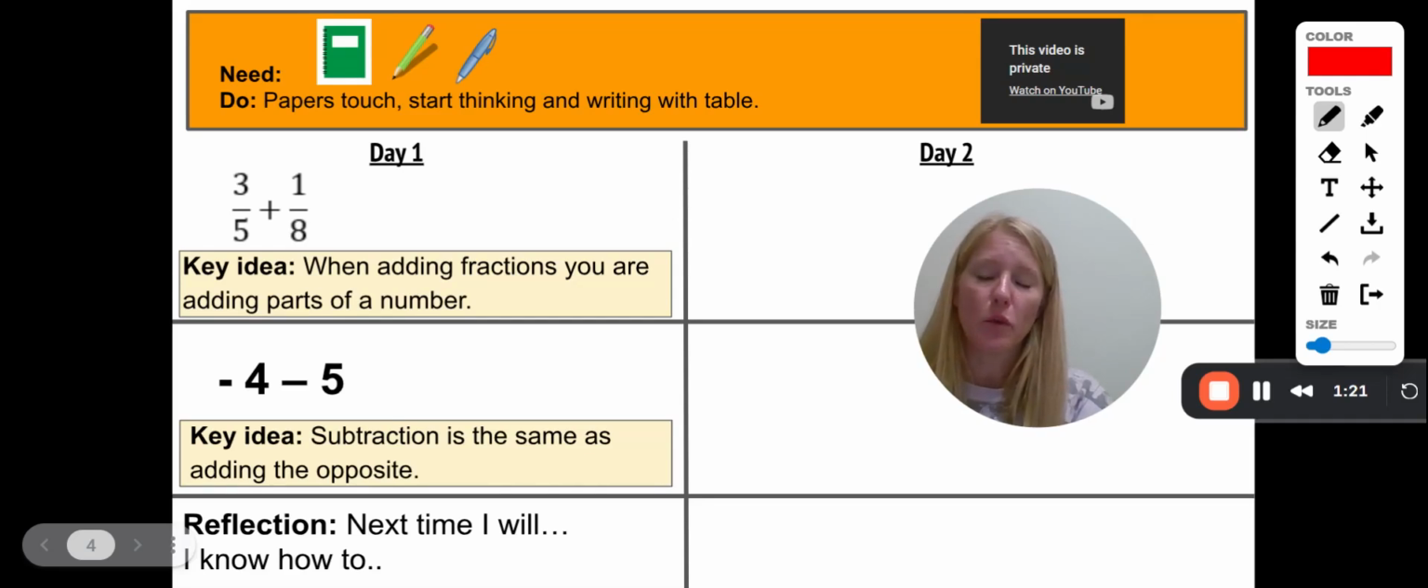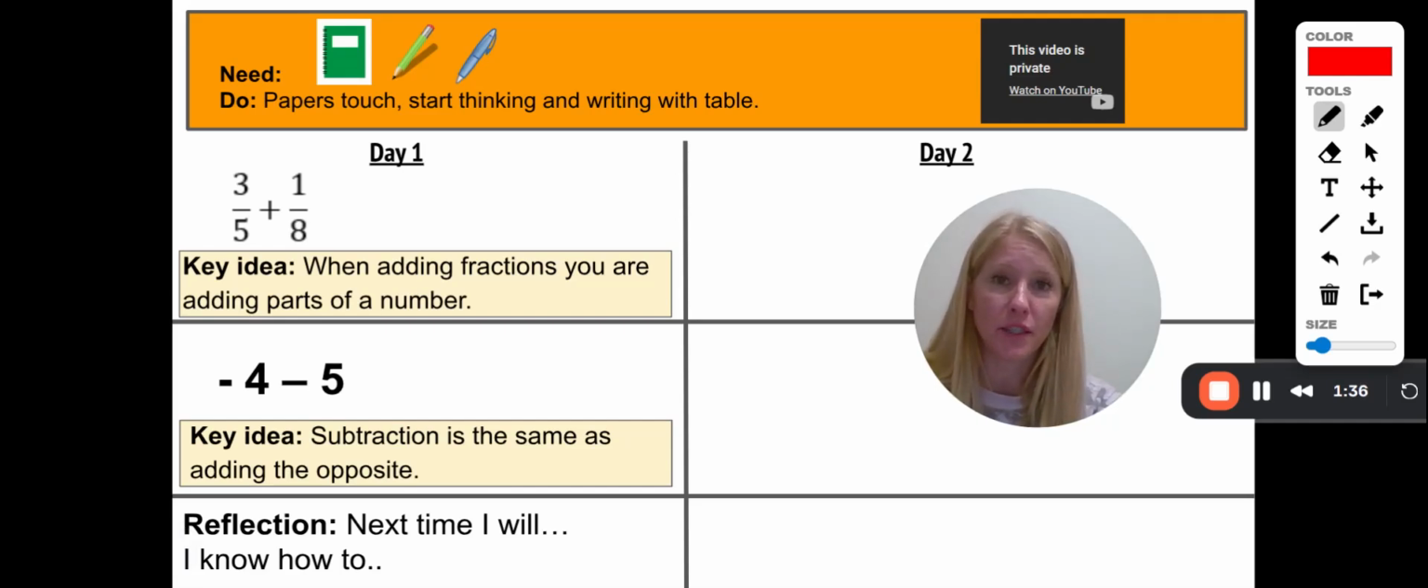And then for the second question, you're doing -4 minus 5. And the key idea there is subtraction is the same as adding the opposite. So I want you to write down those problems and solve them. And when you're ready to see the answers and check them yourself, you can come back with me and press play.